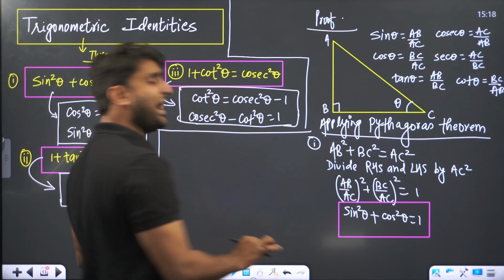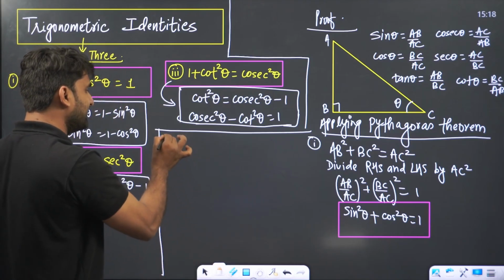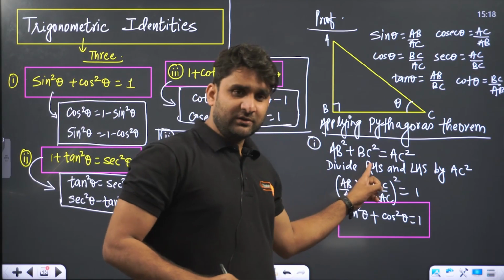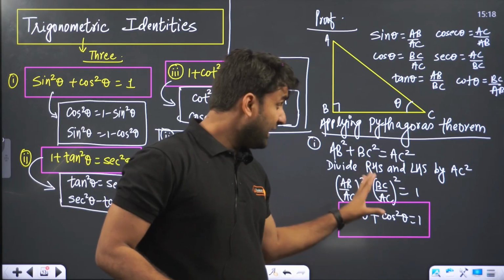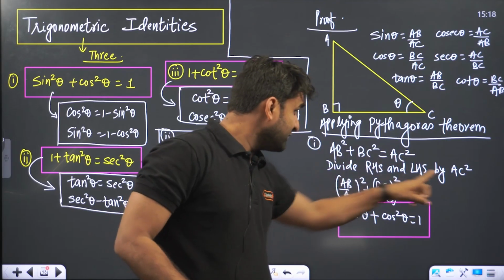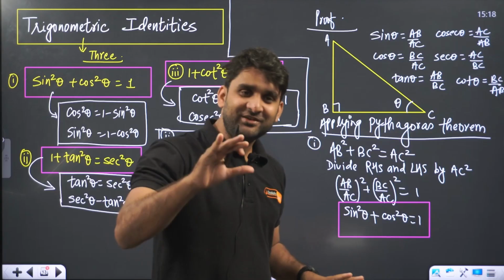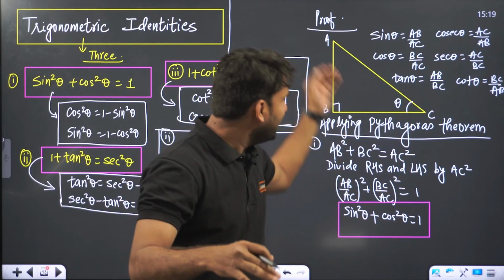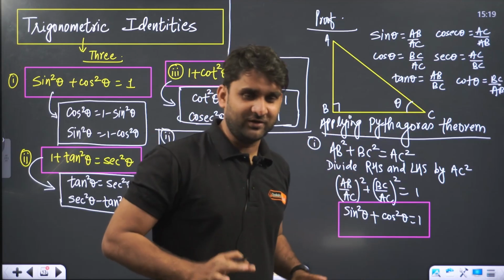Okay. Now, to find the second identity, do one thing. In the first equation, to get the first identity, we divided this entire equation by AC square. Let's divide one by one. First we have divided by hypotenuse square. Now divide by AB square or BC square, whatever you want. So do one by one.